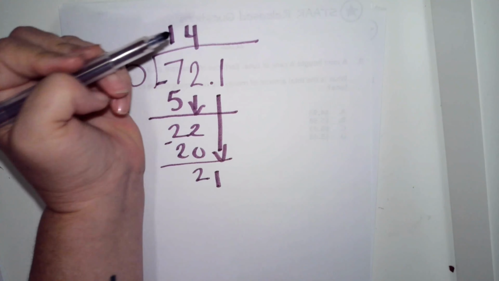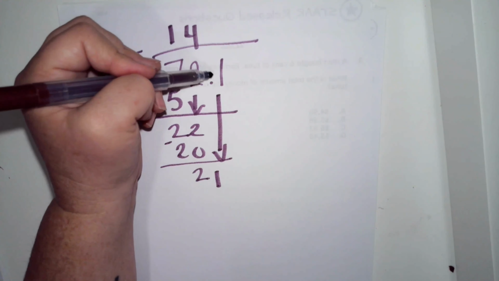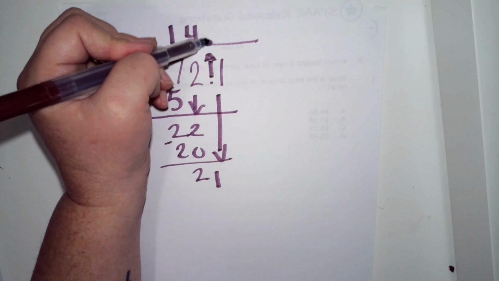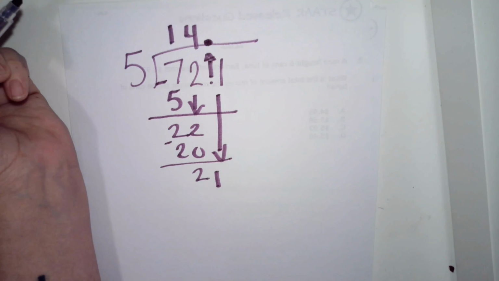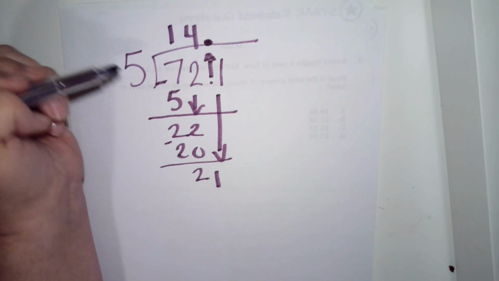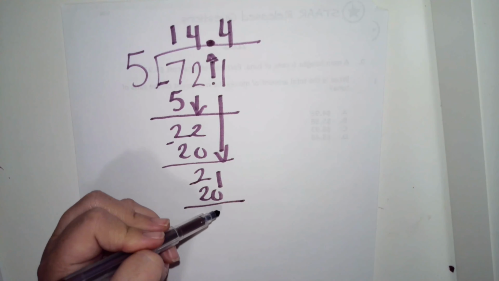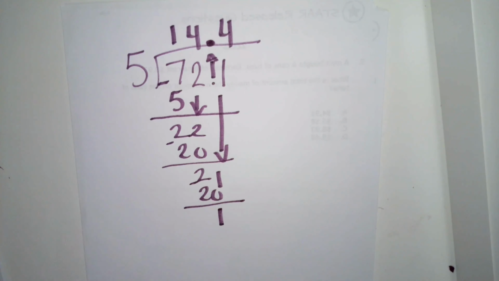1. Before I move on, I forgot something. I need to move that decimal point right up. Okay, now I'm going to go back. 5 goes into 21 4 times. 4 times 5 is 20. If I subtract 20 from 21, I get 1, but I'm lost.